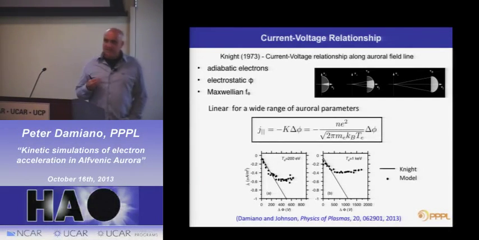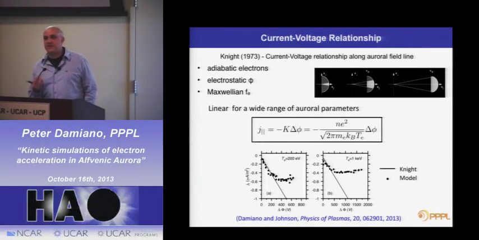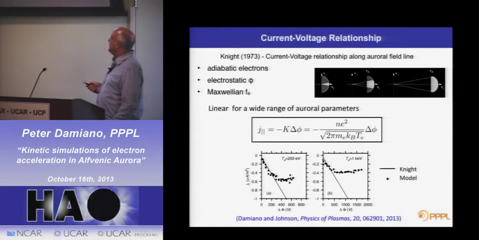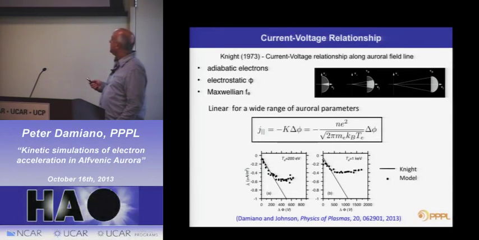Now, since these waves are so low frequency, millihertz, we thought it was interesting to see if the Knight relation actually has any validity in describing the current voltage relation within the simulation. So what I've done here is plot the solid line, which is the Knight relation, and the dotted lines are the current voltage relation calculated from the simulation. And you can see for smaller currents there is a relatively good correspondence between both the Knight relation and the current voltage relation coming from the model.